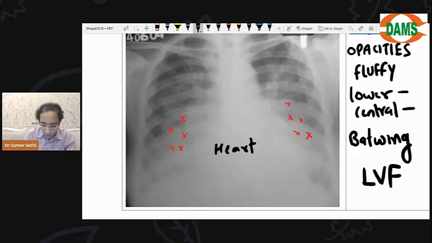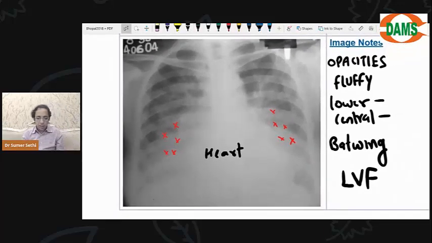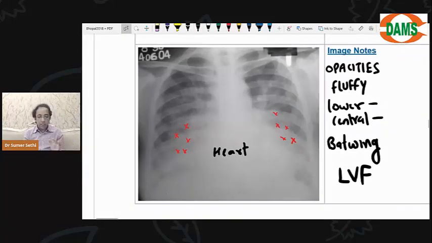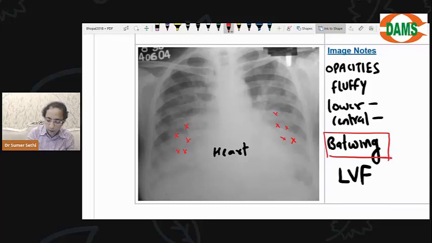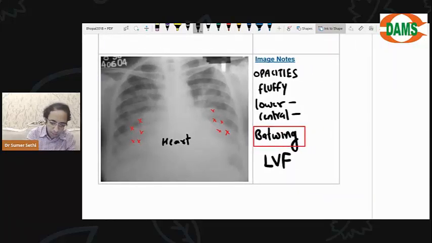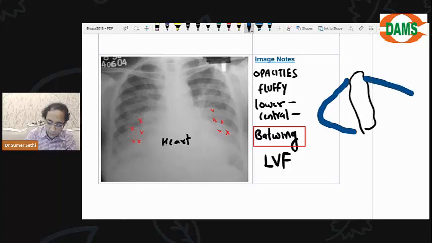So let's see and understand. What I told so far is that please see that in this X-ray, the opacities are predominantly seen in the lower part, in the central part. That is why we are using a term bat wing. Do you know what is a bat? Bat is a flying mammal. Okay, you might have heard of a bat before. It is not a bird. It's a mammal with wings like this.